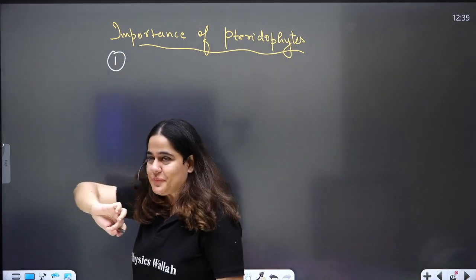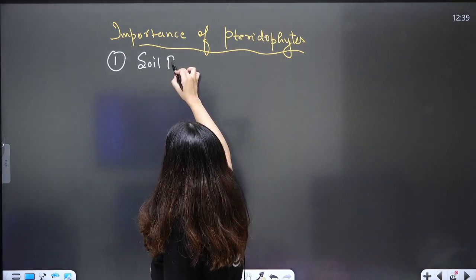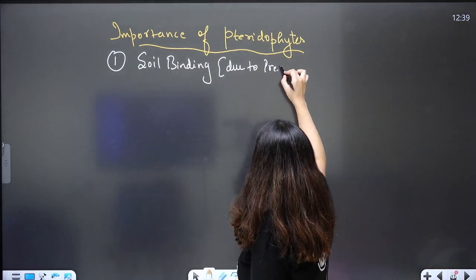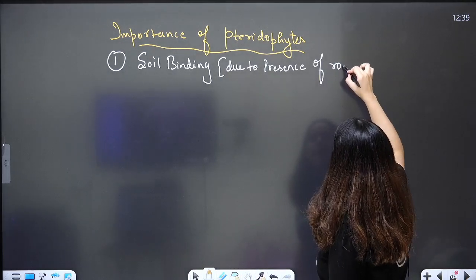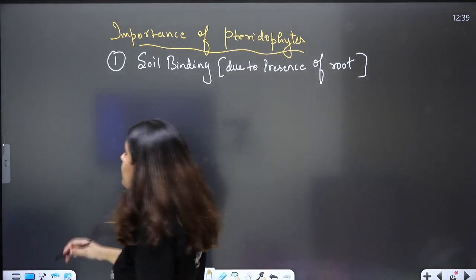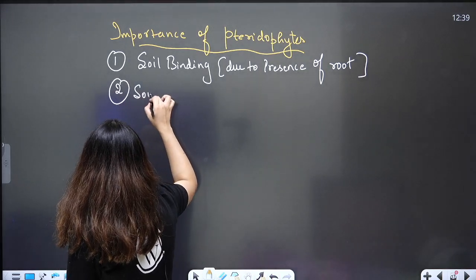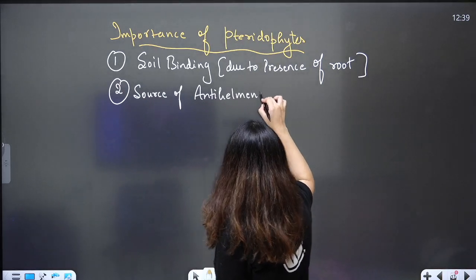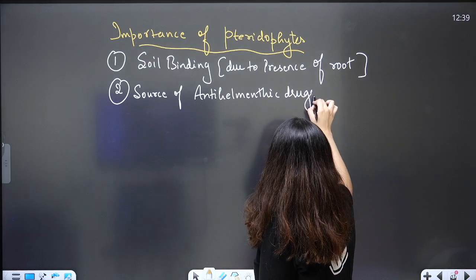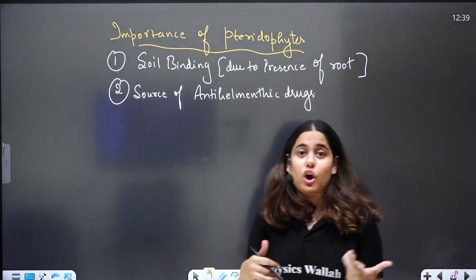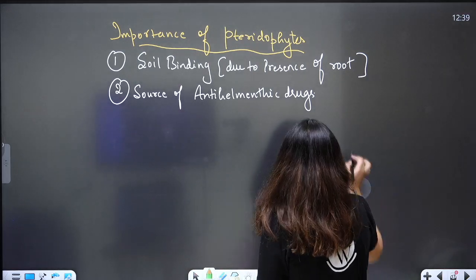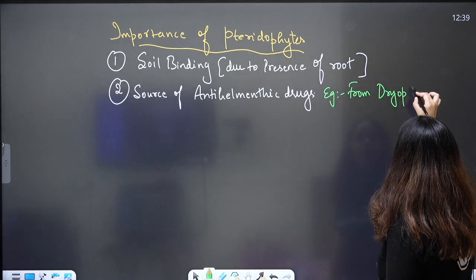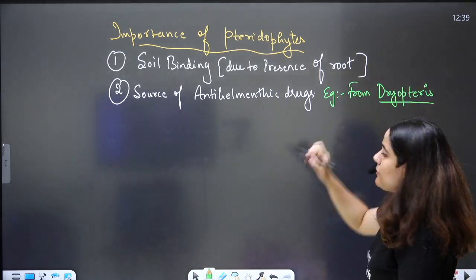First is soil binding. Due to the presence of roots, they can bind soil particles and prevent soil erosion. Second, source of anti-helminthic drug, which means we can extract medicine from them against worms. For example, from Dryopteris we can obtain anti-helminthic drugs.